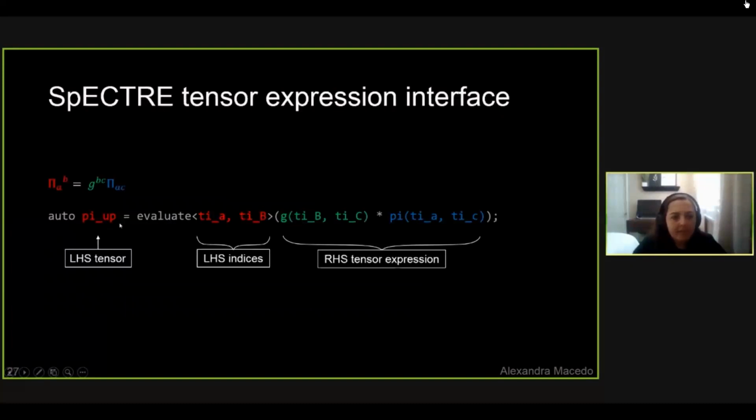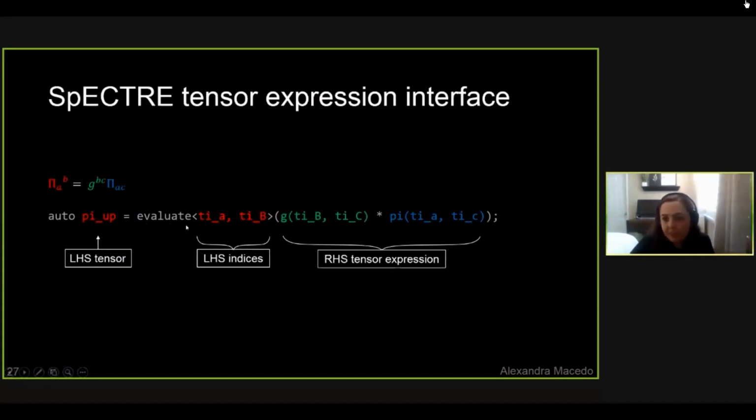So over here we have the left-hand side tensor, the pi. Here we have its indices, the lower a and the upper b. And then over here we have the right-hand side tensor expression. You can see the two terms, the g and the pi, and then in the parentheses, you see their indices. This TI underscore, those variables, they refer to generic tensor indices, TI standing for tensor index. And if the letter is uppercase, it means it's an upper index, and if it's lower, it means it's a lower index. And the last piece of this is this evaluate function.